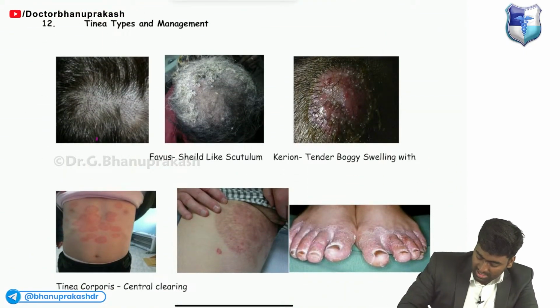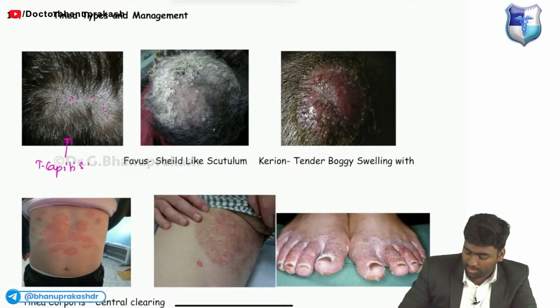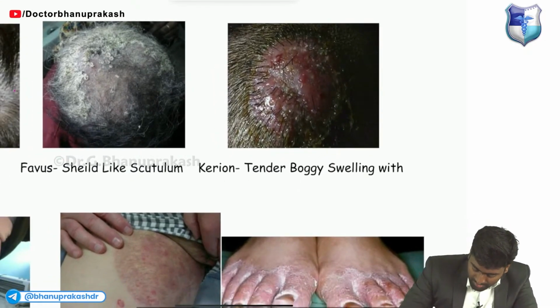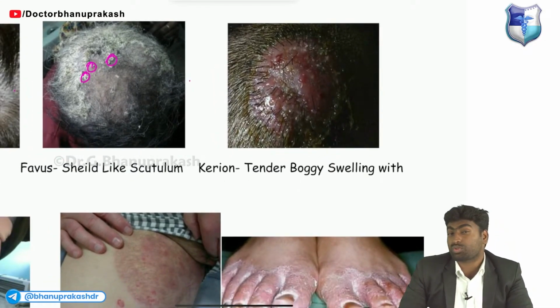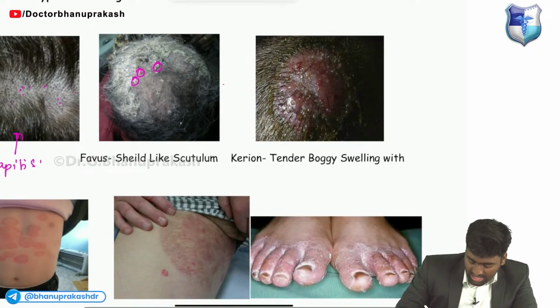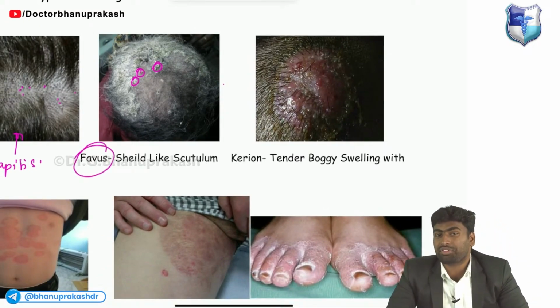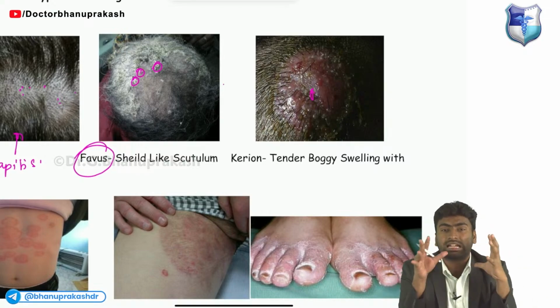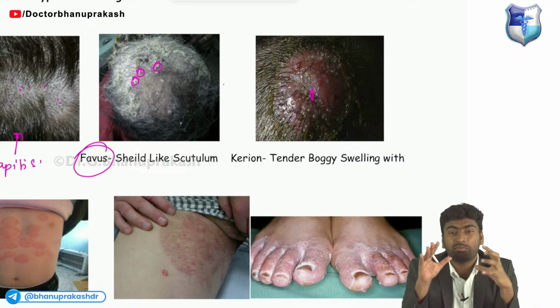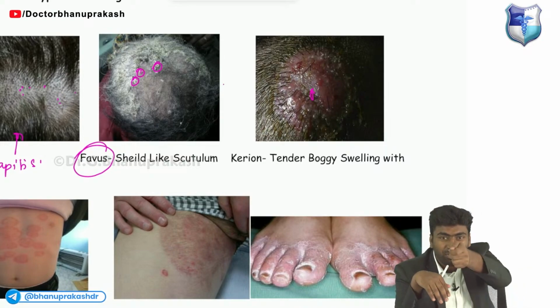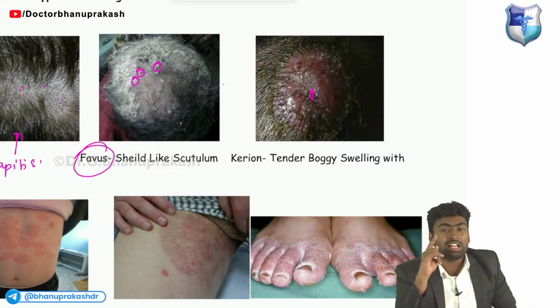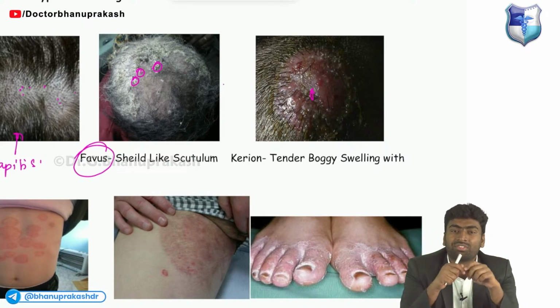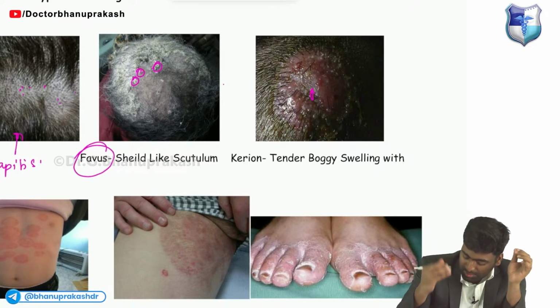If you see this black dot formation, this is tinea capitis. And tinea capitis has other forms as well. If you're able to see this type of scutula formation, it is known as favus type of tinea capitis. Whereas if you're able to see a tender, boggy swelling, and when you pluck a hair it comes out easily, this tender boggy swelling along with easily pluckable hair is a typical feature of kerion.